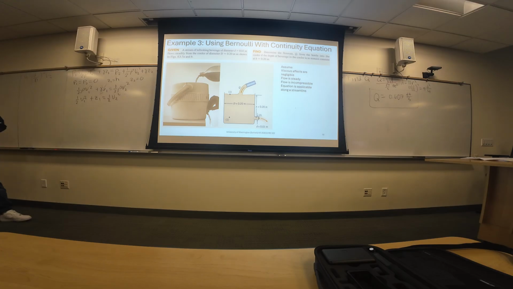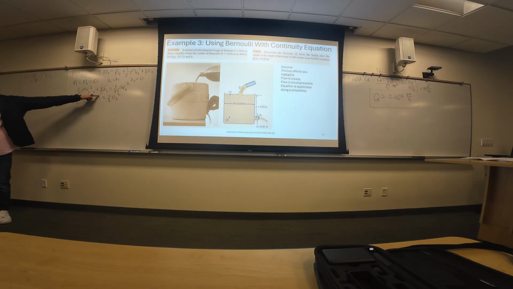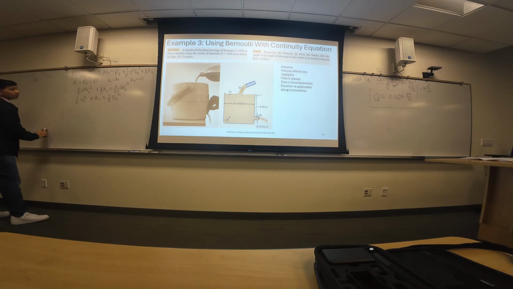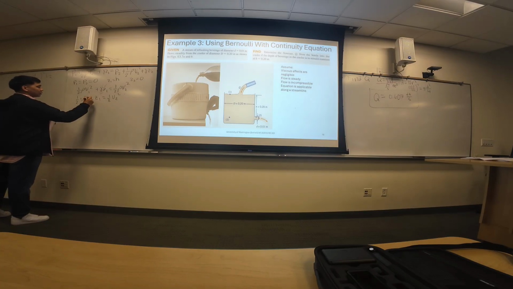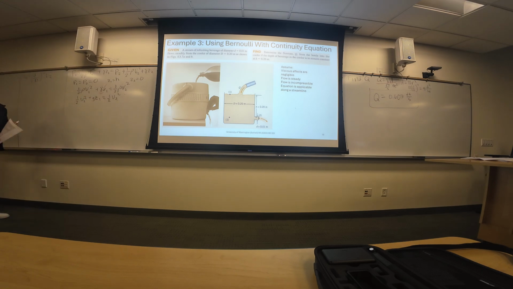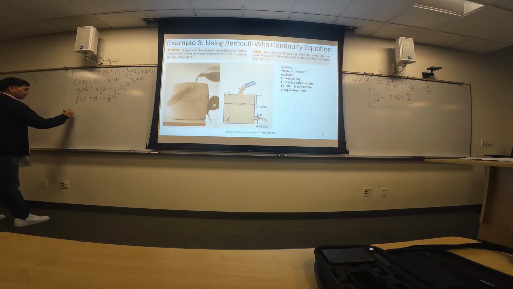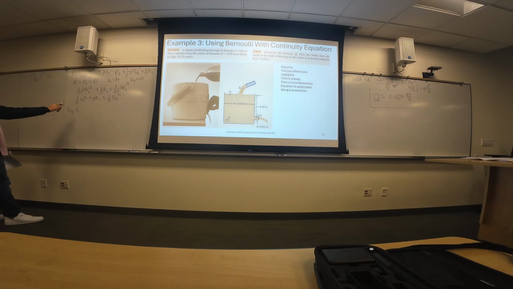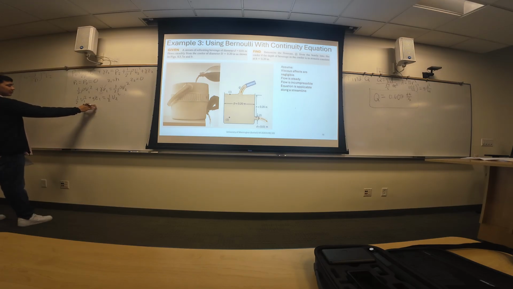Right, so specific weight is gravity times the rho. So all of these have rho. You can take those out. Z1 times G. Okay, so I just factored out all the densities and canceled them out. Now let's solve for V2. So V2 is equal to this times 2.